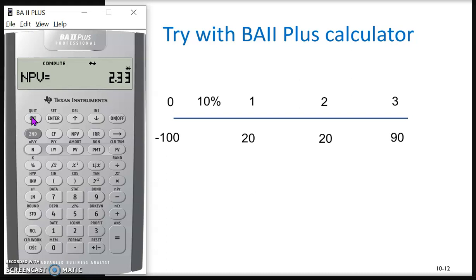So if a company has a project which it can potentially undertake with these cash flows, it should go ahead and accept this project because it gives it a positive net present value.